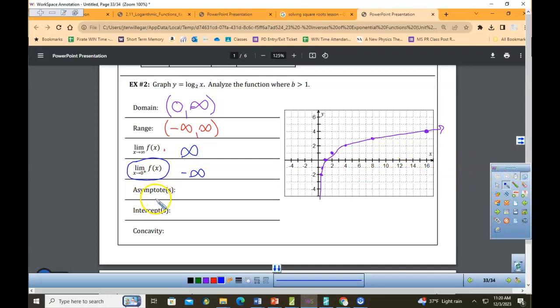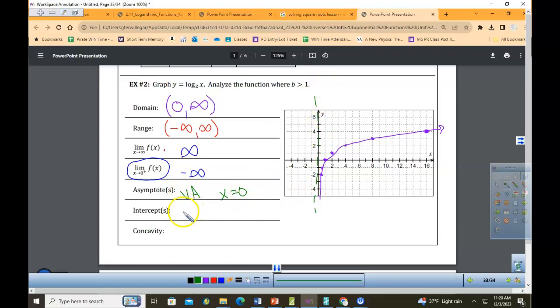All right. What are my asymptotes? Do I have one? You do. You have a vertical asymptote at x equals 0, right?